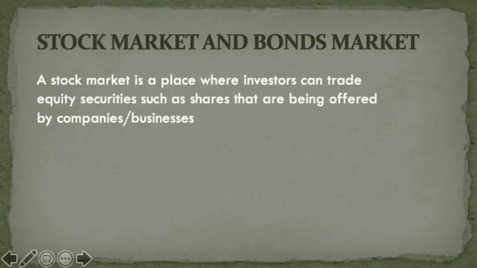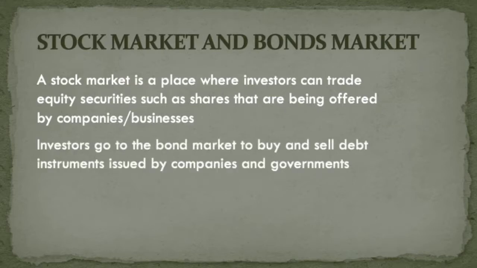Stock market and bond market. The stock market is a place where investors can trade equity securities, such as shares, that are being offered by companies and businesses, while the bond market buys and sells debt securities. Stocks give investors partial ownership of a company, while bonds are a form of debt that a company issues. The biggest difference between them is how they generate profit. Stocks appreciate in value and will be sold later on the stock market, while bonds pay interest over time.